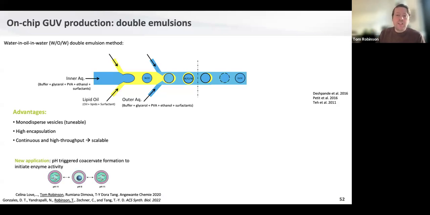Now, we can use this in the topic of bottom-up synthetic biology. We've had some nice collaborations using this technique with the Tang group in Dresden, for example. Here we encapsulated coacervates, and via a pH change, we could initiate formation of these coacervates, these liquid droplets, and initiate enzymatic activity. If you're interested, please look at those papers.